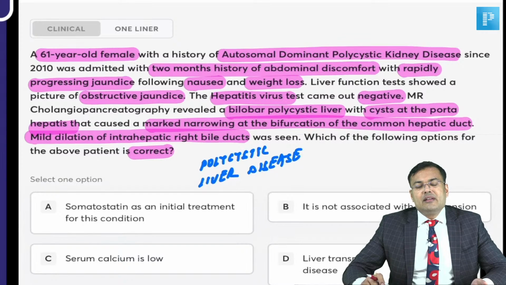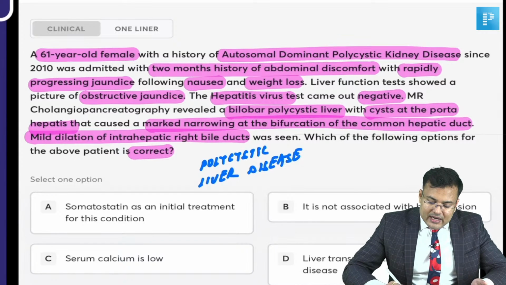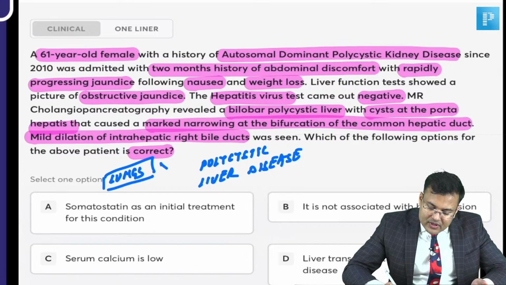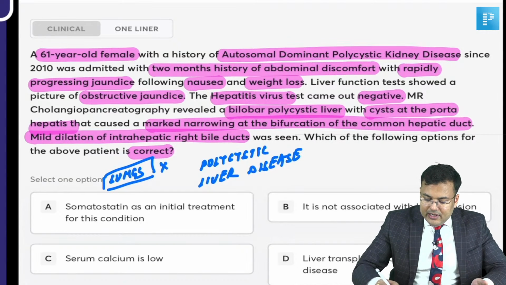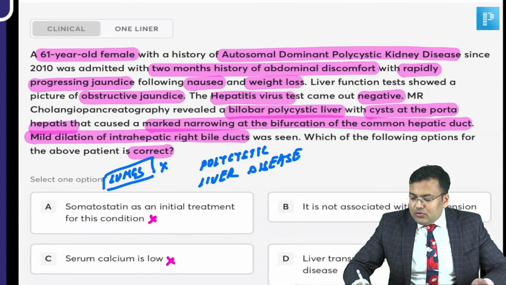Actually, it's lungs. Guys, cysts are never seen in lungs. Okay, now see the options. Somatostatin as an initial treatment, no. Serum calcium is low, no. It is not associated with hypertension.